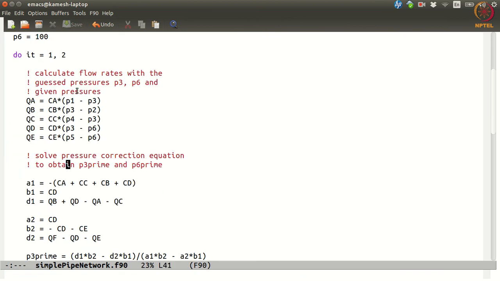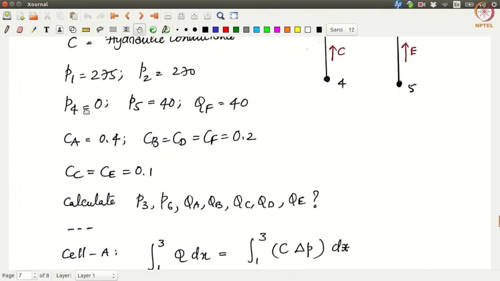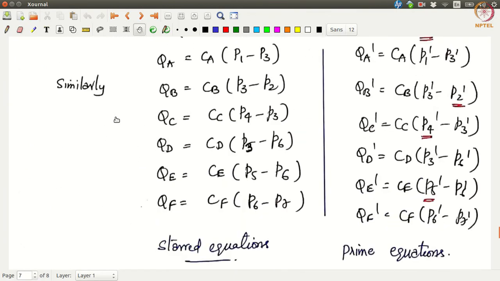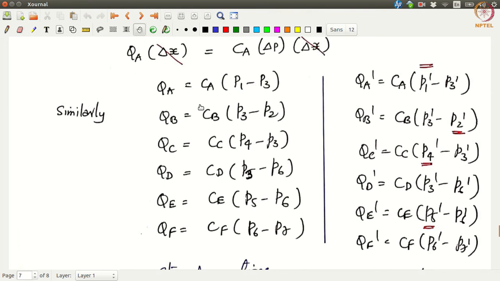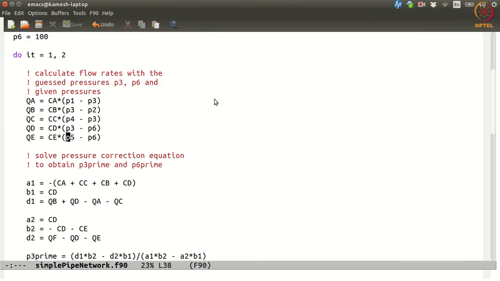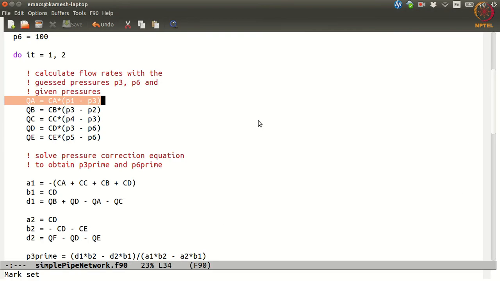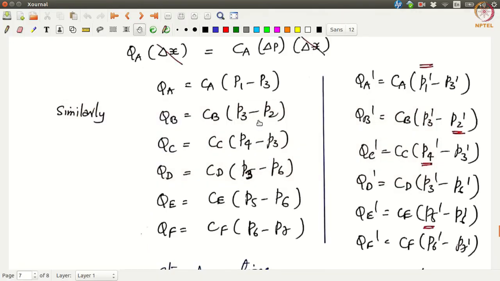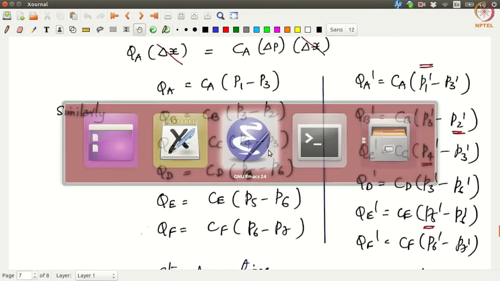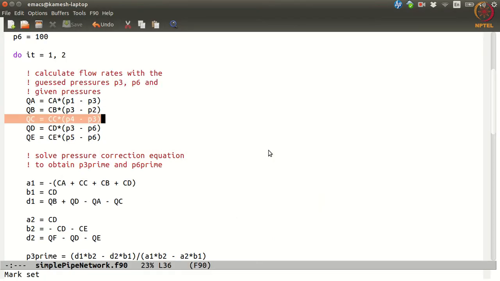If we look at the equations, the first step is to solve the momentum equations. Momentum equations are QA equals CA times P1 minus P3. So that's what we have. And similarly QB equals CB times P3 minus P2. That is the other equation. Similarly QC equals CC times P4 minus P3. That's what we have here. QC is CC times P4 minus P3, and so QD and QE.